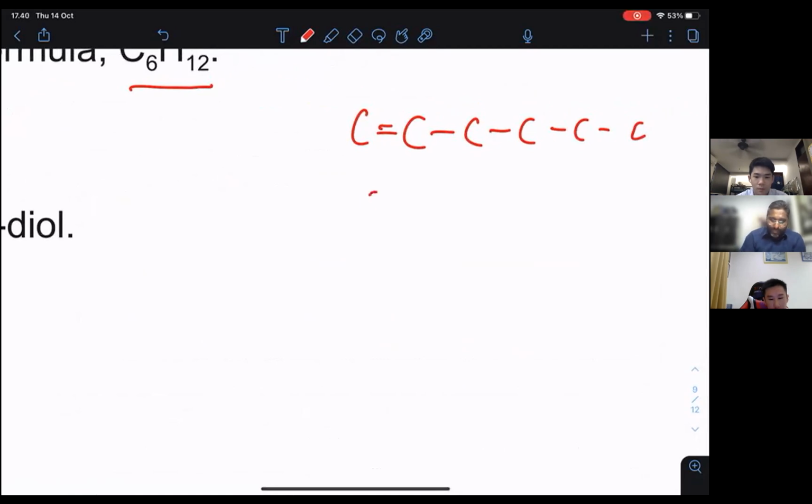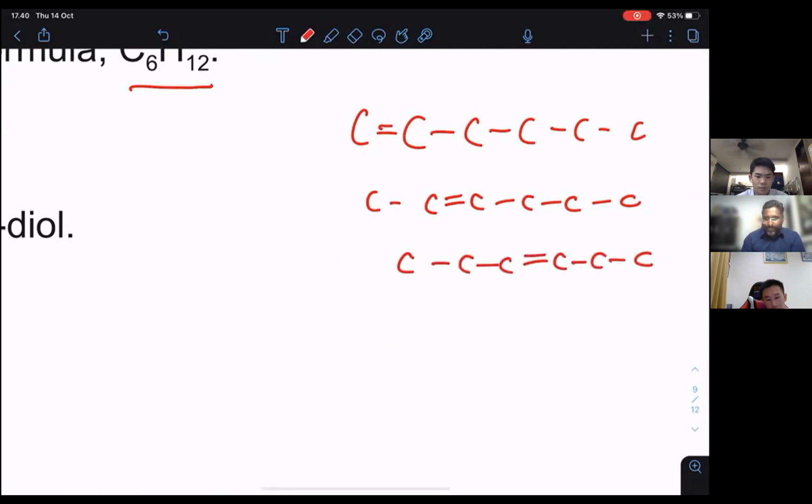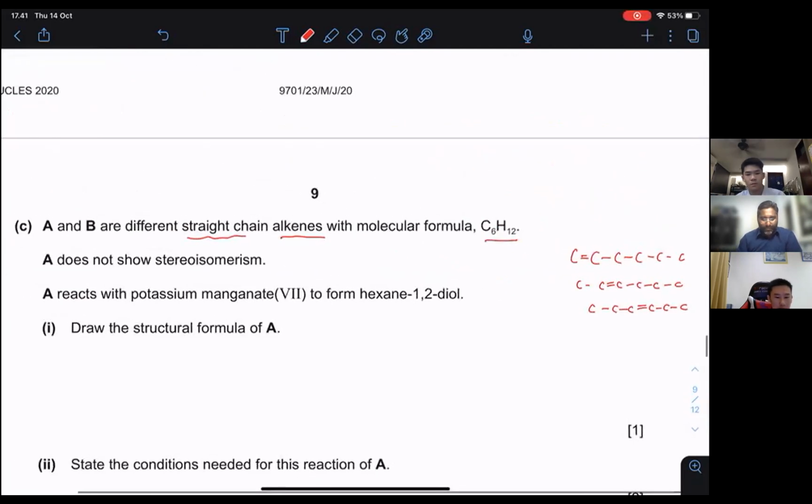One is like this. Another one, if I have 6 carbons, the double bond will come over here. And one more, if I have 6 carbons, the double bond will come over here. So these are the only possibilities. Three types. So they say different straight chain, and I don't know which one is A and B.